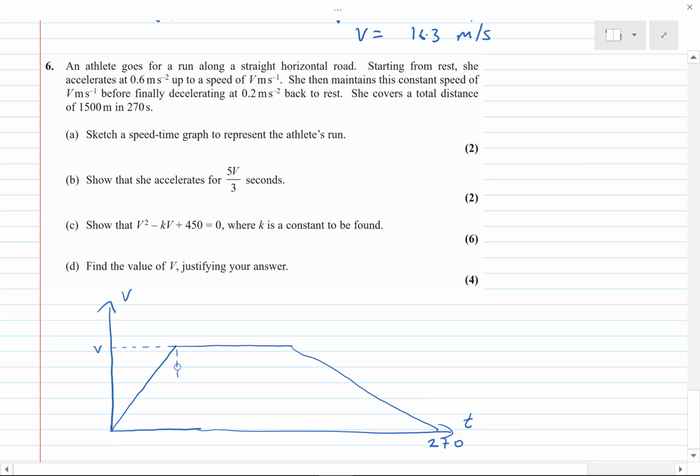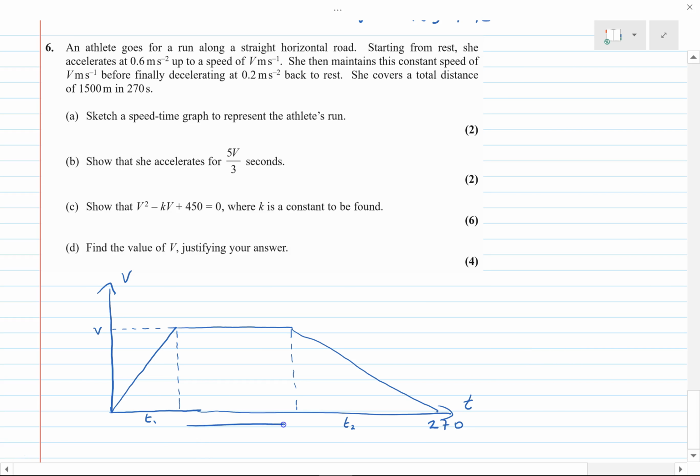But for the next part of the question, it might be useful if I call this time t1 and this time t2, and therefore the time from here to here is 270 minus t1 minus t2.